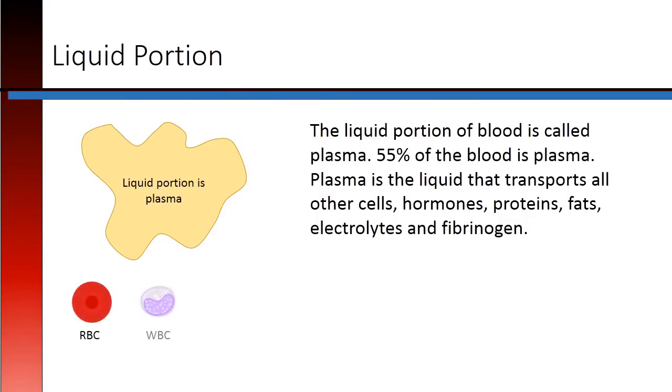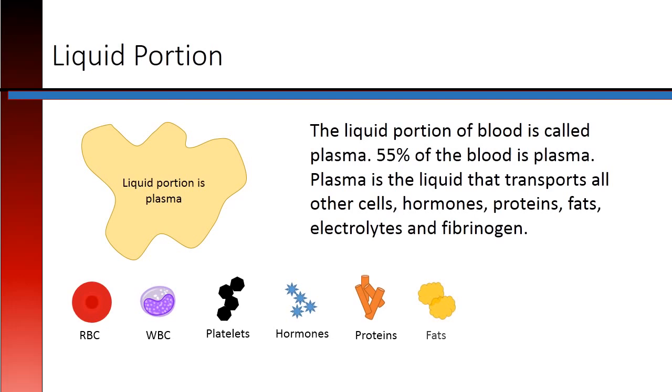The liquid portion of blood is called plasma. 55% of the blood is plasma. Plasma is the liquid that transports all other cells, hormones, proteins, fats, electrolytes, and fibrinogen.